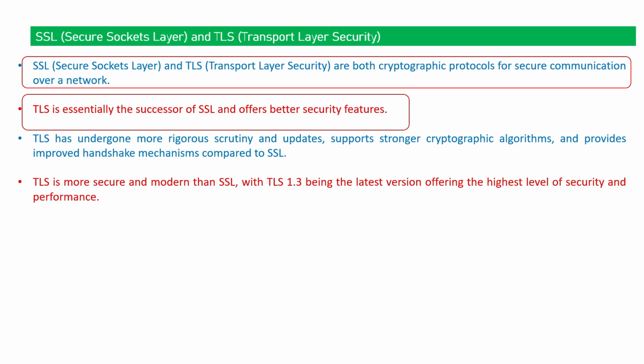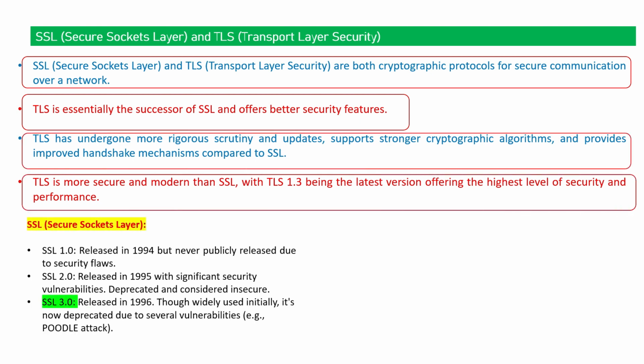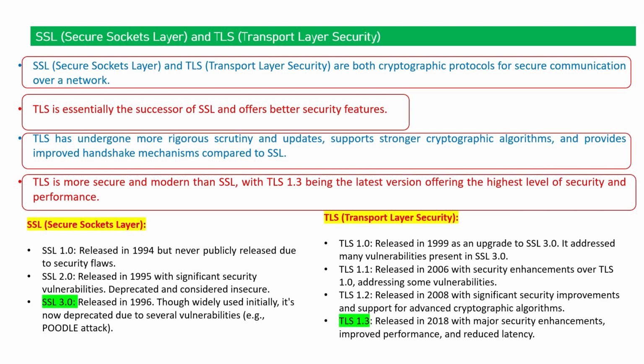So TLS is more secure and modern than SSL, with TLS 1.3 being the latest version, offering the highest level of security and performance. So TLS 1.3 is the current highly secure version of the communication protocol that we use over a network. Okay, so this is the history of SSL and TLS.